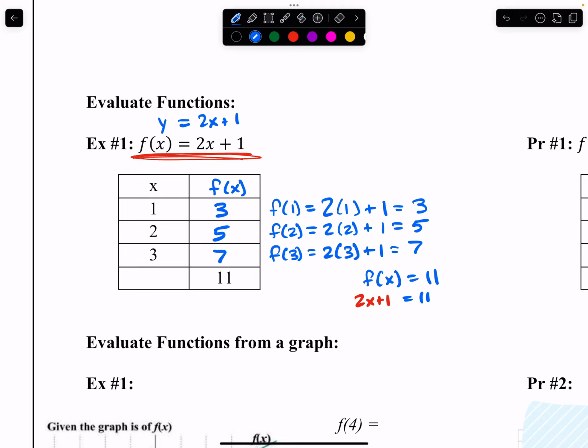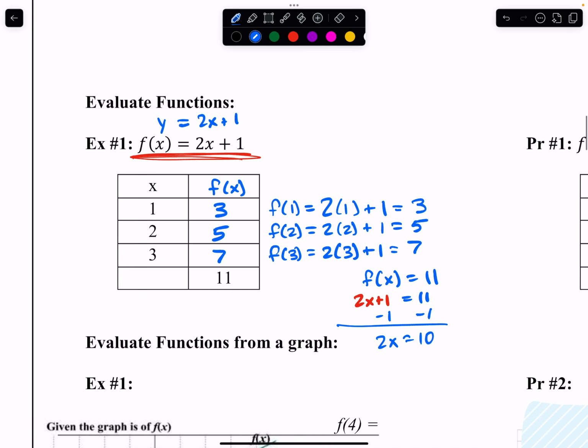And you've solved many equations just like this last semester. So let's get x by itself. We need to undo what's happening to the variable. Let's subtract 1 from both sides. We'll end up with 2x equals 10. And if we divide both sides by 2, we'll get x is 5. So we know that the input we're looking for is 5 to get an output of 11.